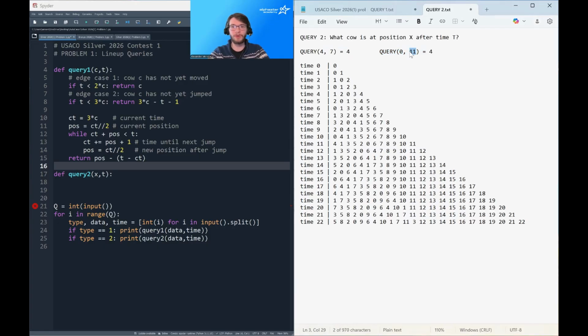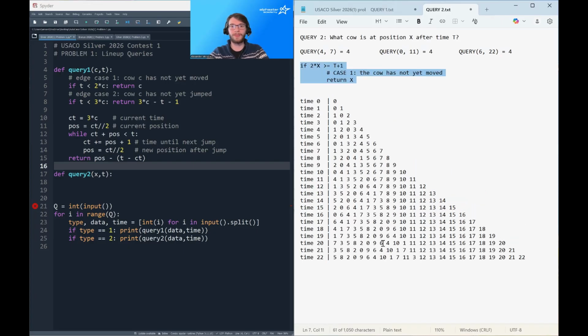If we were looking at 0, 11, this is asking what cow is in position 0 at time 11. Again, if we have this table of values, it's really easy to answer these queries. We just go to time 11 at position 0 and we see it's a 4. Next up, if we have query 6, 22, this is asking what cow is in position 6 after time 22. If we go down here, we can see that the cow in position 6 is cow 4. But how can we begin approaching this problem?